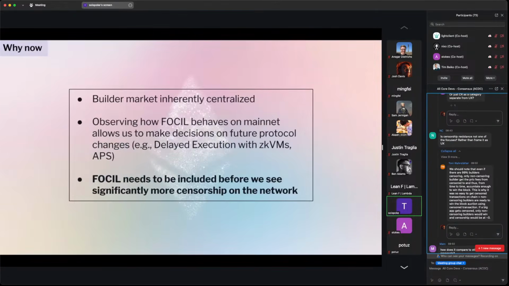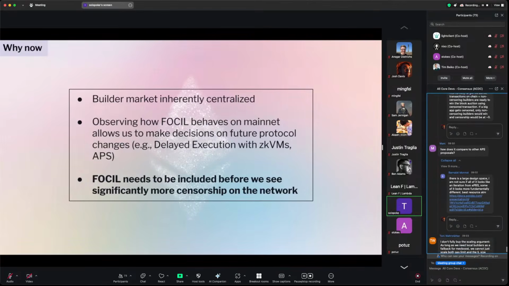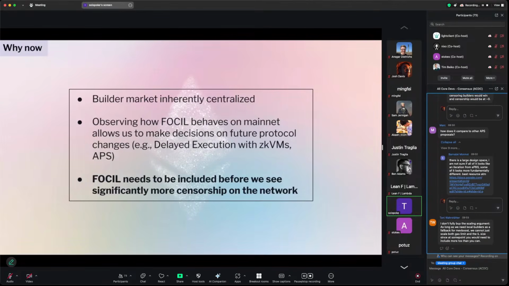We've been talking about having ILs and better solutions for censorship resistance for a while. The builder market is inherently centralized just because of the MEV and private order flow dynamics. So I don't think that will change anytime soon. On the contrary, we've observed increasing vertical integration across builders, relays and searchers over time.